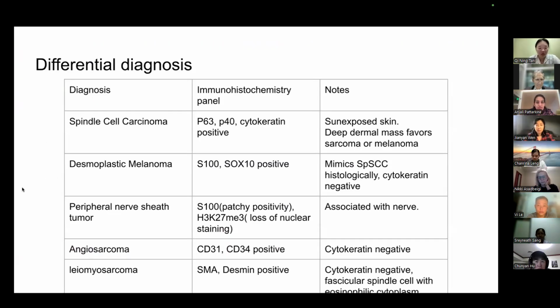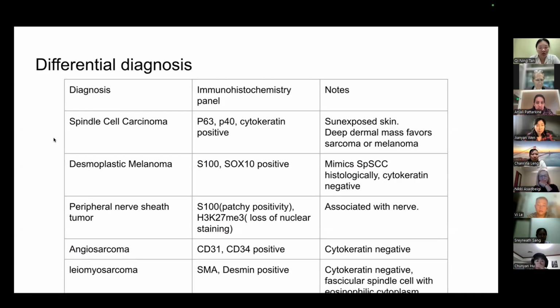These are the differential diagnoses. It could be a spindle cell or desmoplastic melanoma, peripheral nerve sheath tumor, angiosarcoma, or leiomyosarcoma. It could be an epithelial tumor or a dermal tumor. How we differentiate between epithelial and dermal is that the dermal tumor will be deeper and cytokeratin negative, but the epithelial will be cytokeratin positive.